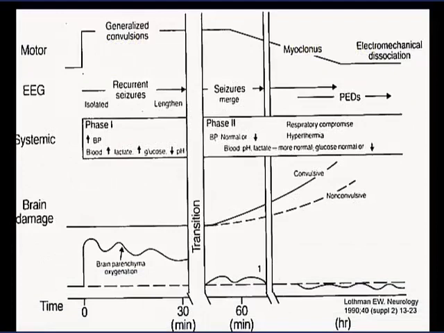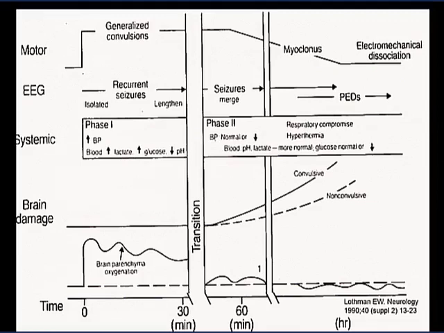Now, the important thing, and this is from Eric Lothman, showing the motor manifestations: you'll see generalized seizures, then you might see some myoclonus, and then you have what we call electrocerebral dissociation, where the brain is still seizing, but we don't see anything anymore in the motor manifestations. So this is the EEG that we talked about.